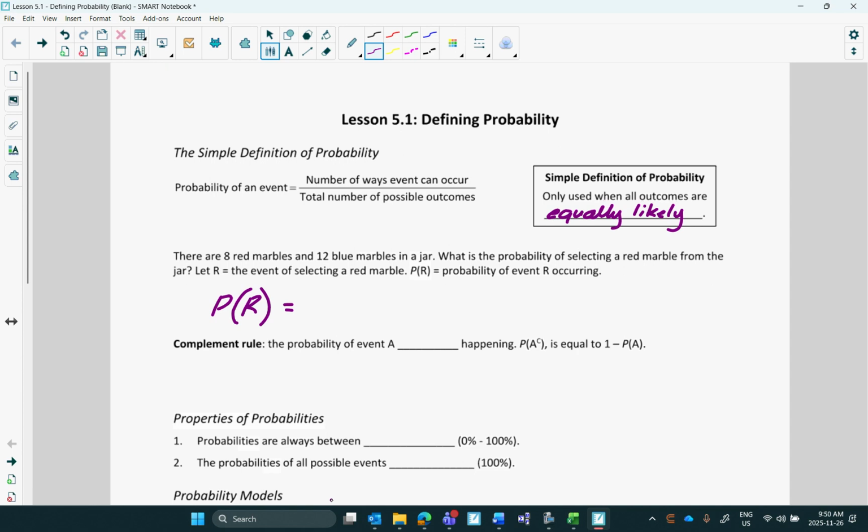8 out of 20. Yep. And the nice thing is, we don't have to reduce. Okay? You can, it's still right, but you don't have to. You can leave it as 8 out of 20. Or you can change it to percent, or you can write it as a decimal, because all of those are equivalent to each other.